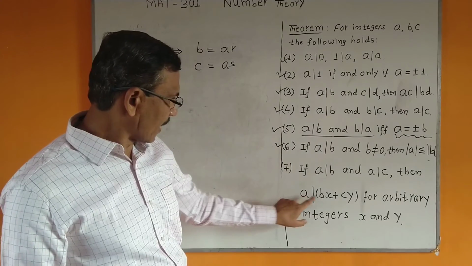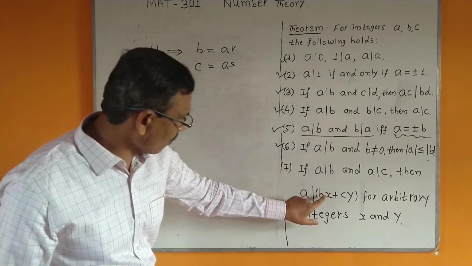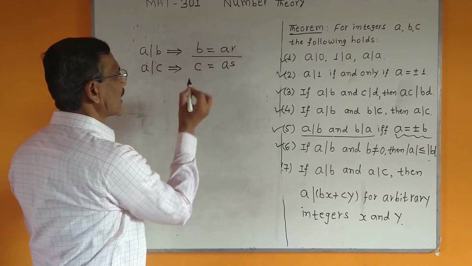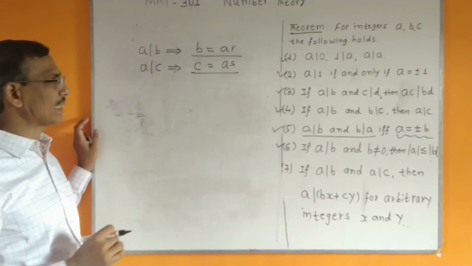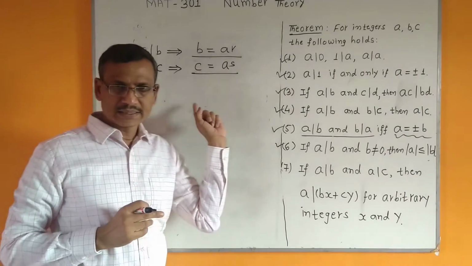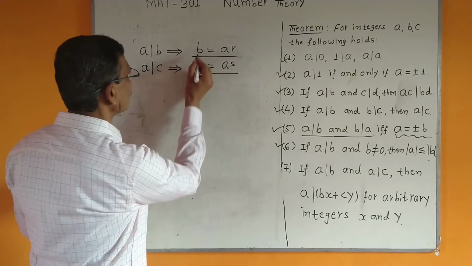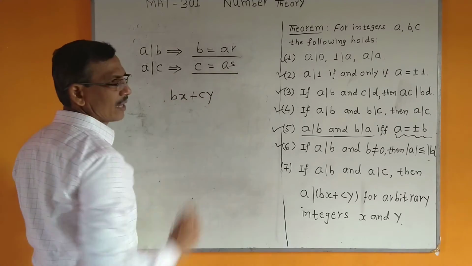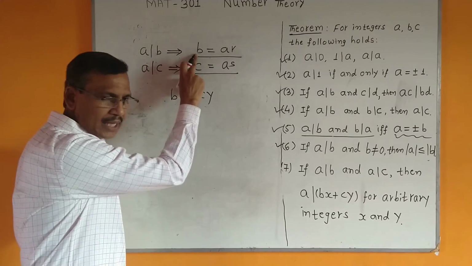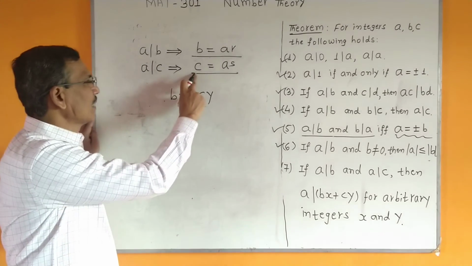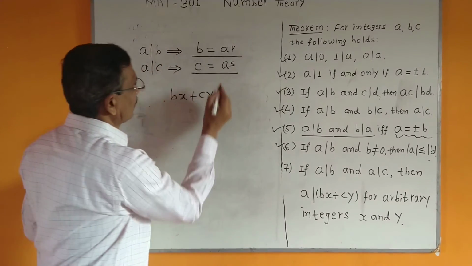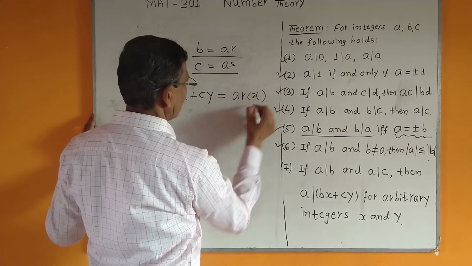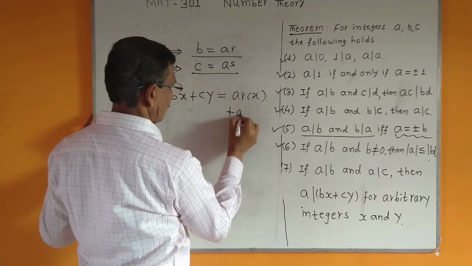Then we want to prove that A divides BX plus CY. We want a linear combination BX plus CY. To obtain BX plus CY, multiply the first equation by X and the second by Y and add these two. Multiplying the first by X, the second by Y and adding, we get BX plus CY on the left hand side. Multiplying by X gives BX, multiplying by Y gives CY, and adding, we get BX plus CY is equal to ARX plus ASY.